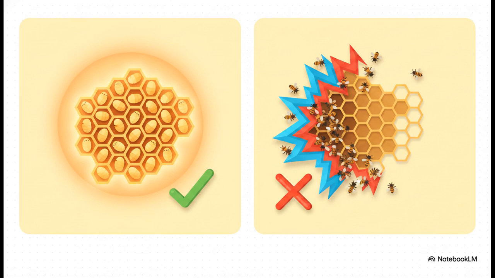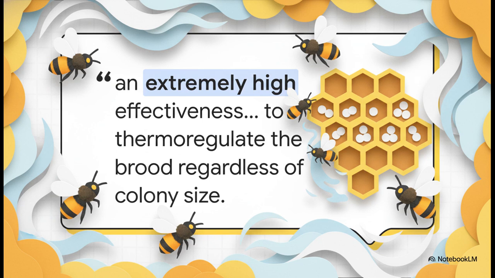Having a huge adult population, that does not significantly drive the stability or accuracy of the temperature. The workers are responding directly to the actual need of the babies, not just relying on the sheer size of their own workforce. The researchers summed it up perfectly with this quote, noting that colonies have an extremely high effectiveness to thermoregulate regardless of size.